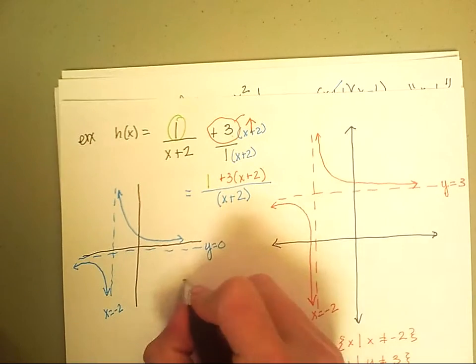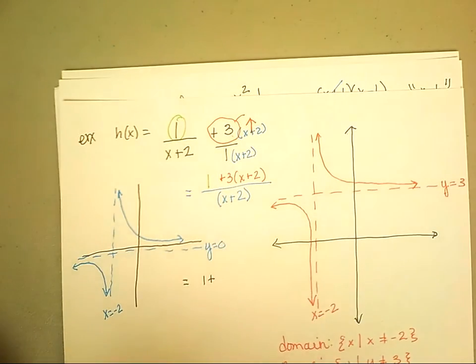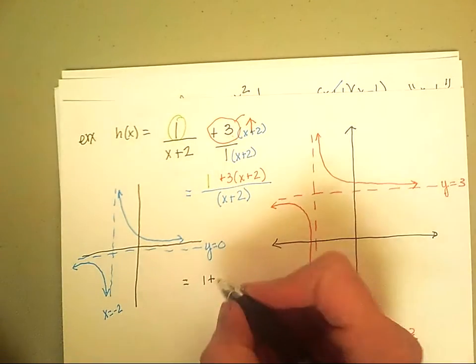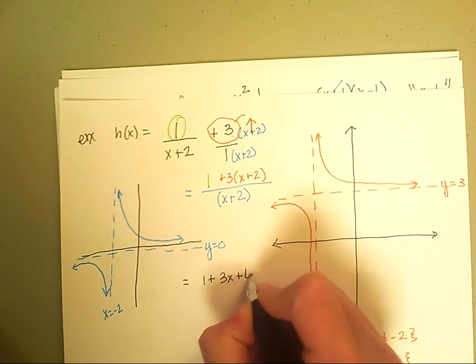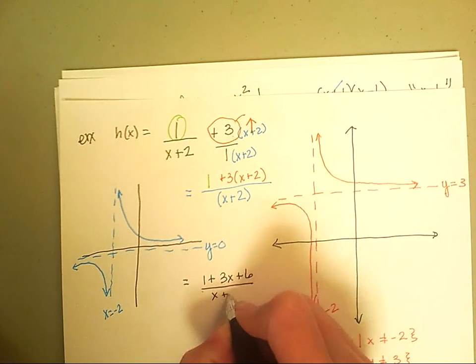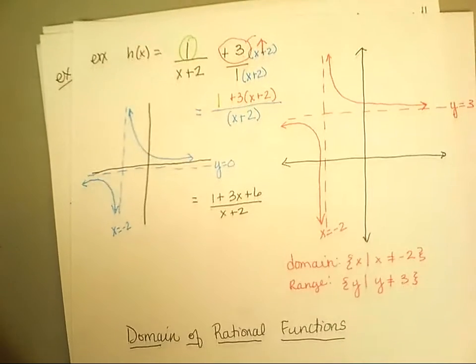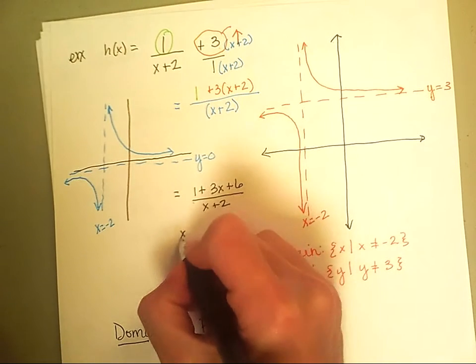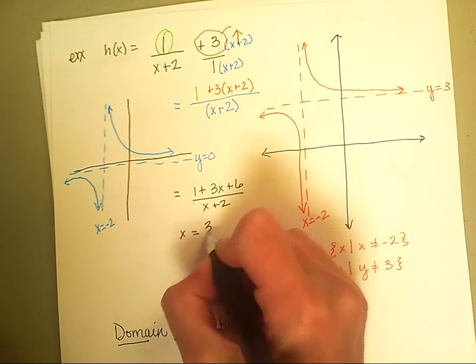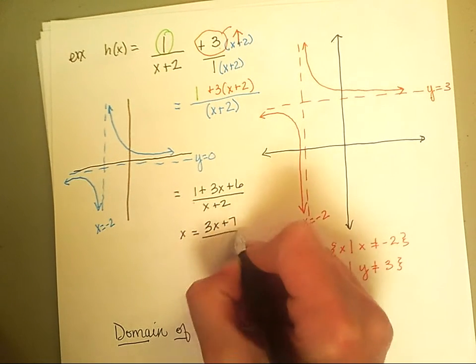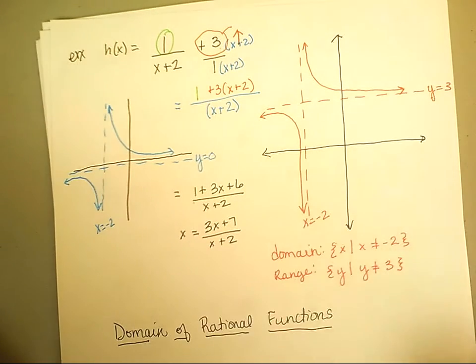And now simplifying this, we get 1 plus, we need to distribute that 3 through, 3x plus 6 over x plus 2. Okay. And now simplifying this a little bit more, we can combine the like terms to get 3x plus 7 over x plus 2.